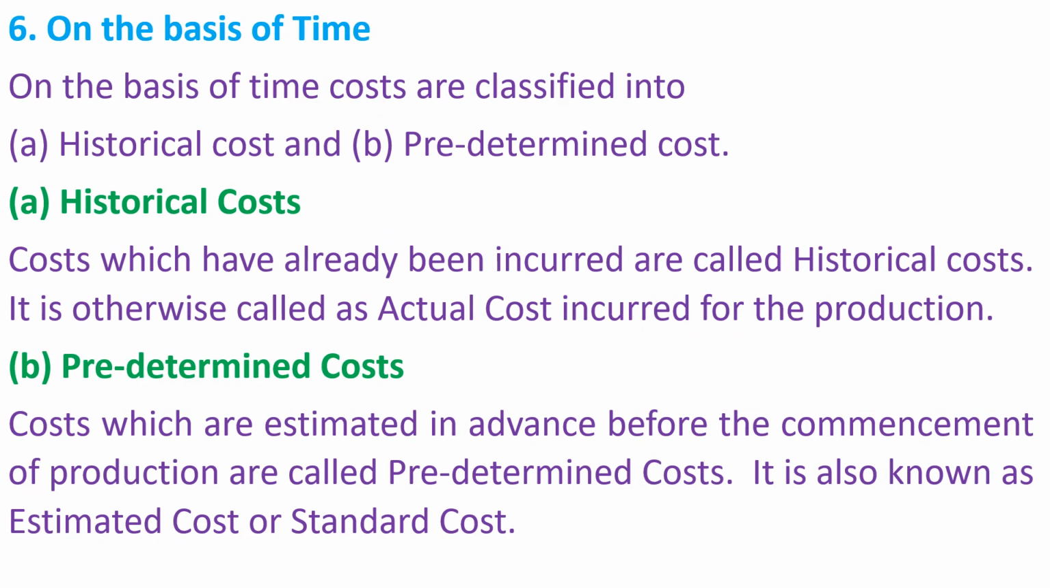6. On the basis of time. On the basis of time, costs are classified into a. Historical cost and b. Predetermined cost. A. Historical costs. Costs which have already been incurred are called historical costs. It is otherwise called actual cost incurred for the production. B. Predetermined costs. Costs which are estimated in advance before the commencement of production are called predetermined costs. It is also known as estimated cost or standard cost.